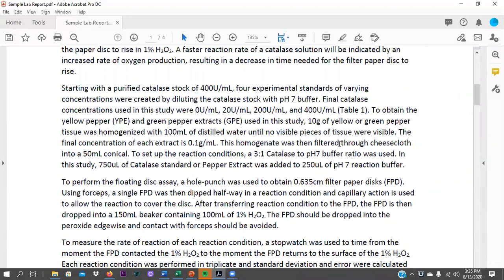There is a copy of this sample lab report for you to look at in more detail, because I know I am going through this relatively quickly.